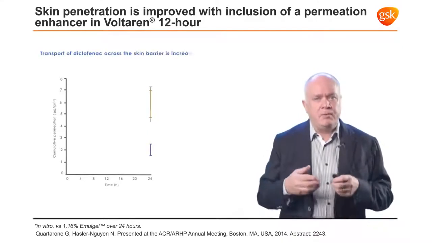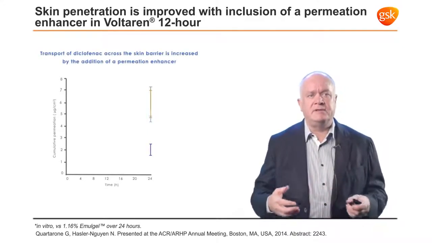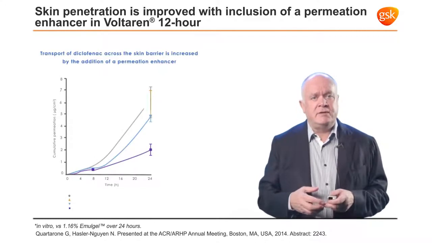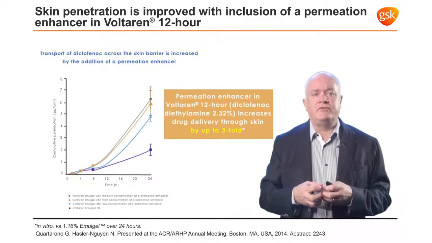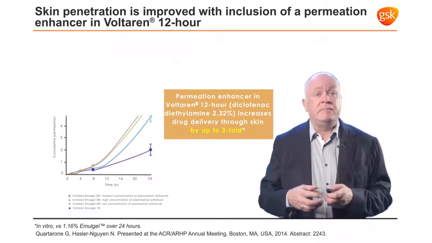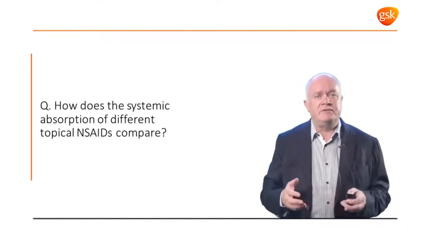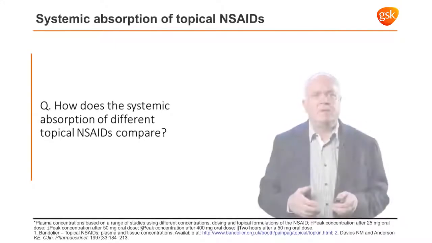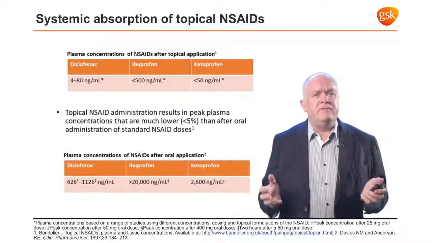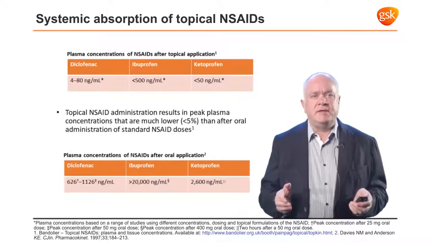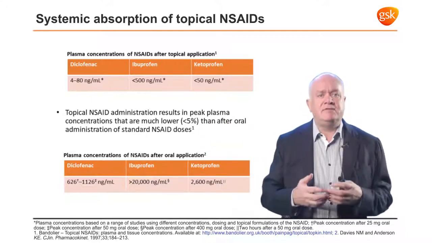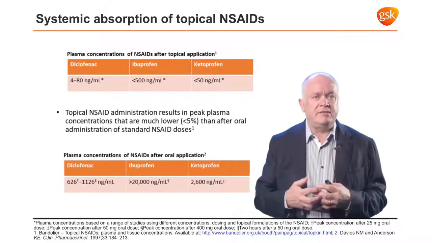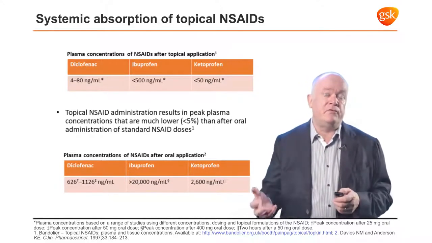Skin penetration is an important factor in the efficacy of topical NSAIDs. The permeation enhancer in Voltaren 12-hour substantially increases drug delivery through the skin to the underlying target by up to a 3-fold factor. How does the systemic absorption of different topical NSAIDs compare? Systemic exposure varies slightly amongst topical NSAIDs as demonstrated by this slide. However, in all cases this is minimal and substantially less than with topical NSAIDs compared with oral formulations.